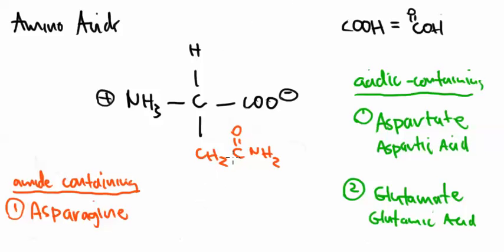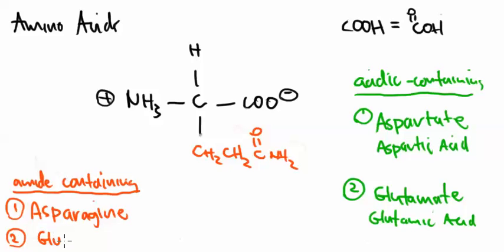So there's one version. The other version that I could have looks very similar, but it's a CH2, CH2, C double bond ONH2. So I just sandwich another carbon in there. That one is going to be called glutamine. Notice these are very similar. Aspartate, asparagine. I add another carbon. Glutamate, glutamine. The INEs should trigger amine group, and those have NH2 groups on the ends of those.